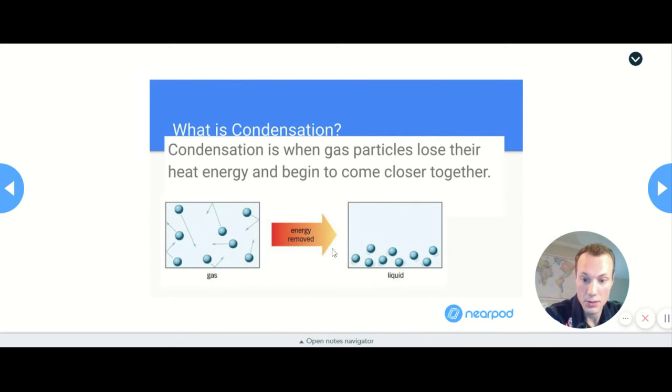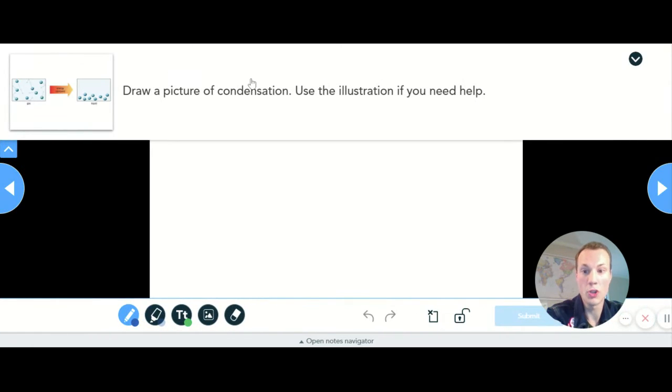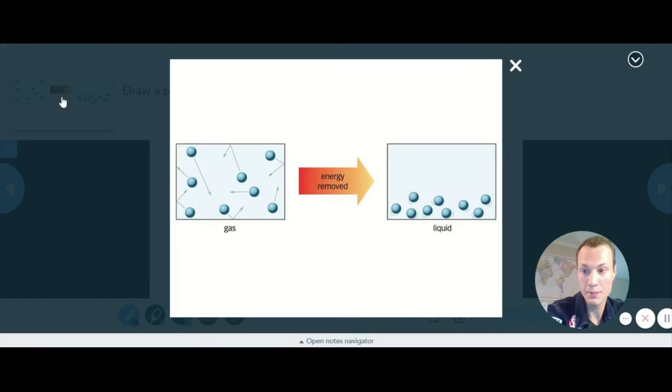Condensation, again, read, look at the picture, see an example, draw a picture of condensation. You need to use this picture for help? Go ahead.